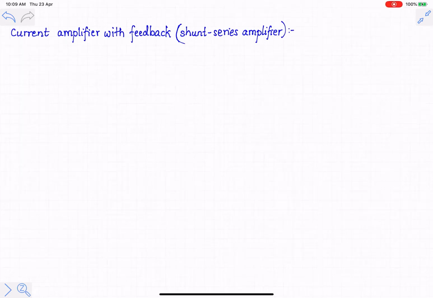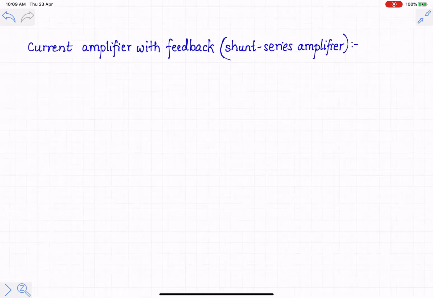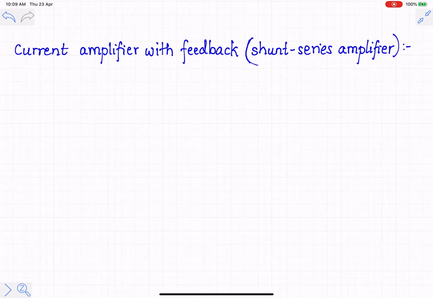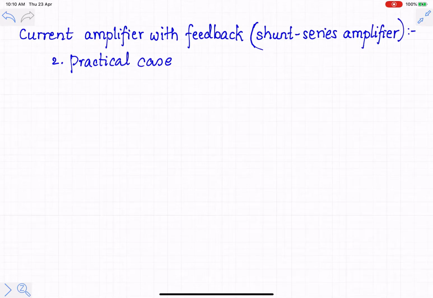In this session, we will see the analysis of current amplifier with feedback, which is also called shunt series amplifier. Here we are going to consider the practical case, where the feedback network loads the input and output side of the feed-forward amplifier. As we have seen previously, the feed-forward amplifier is a current amplifier.